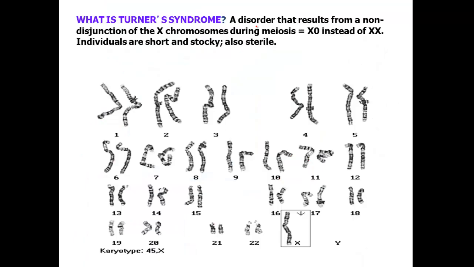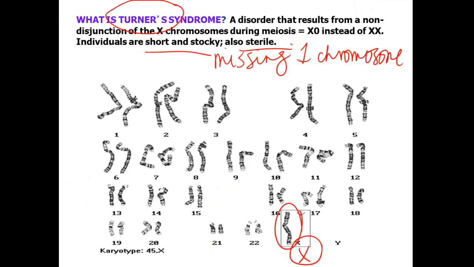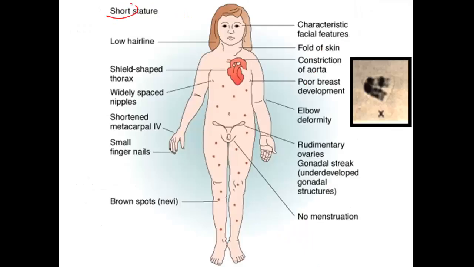Turner syndrome is kind of like the opposite problem. So instead of having an extra sex chromosome, you're missing a sex chromosome. So instead of being XX or XY, you're just plain X. So you're missing 1 X chromosome. People born this way are female, but they're quite short. They have widely spaced nipples. One of their fingers is shortened. Their fingernails are quite small. They have brown spots sometimes on their bodies.